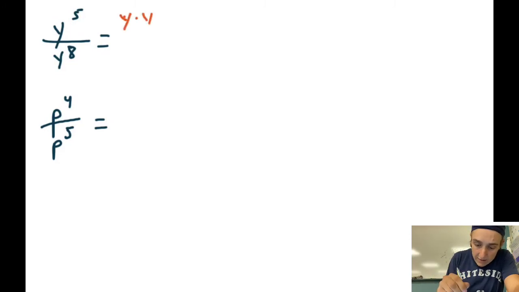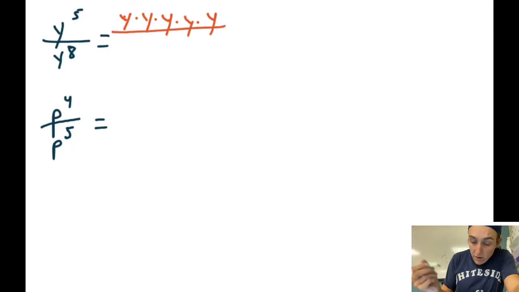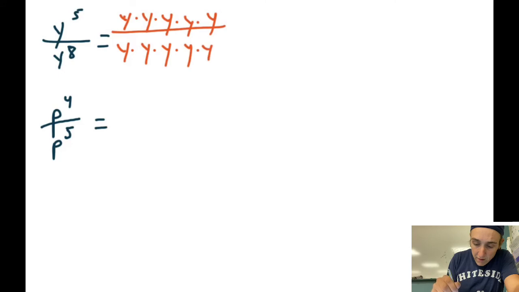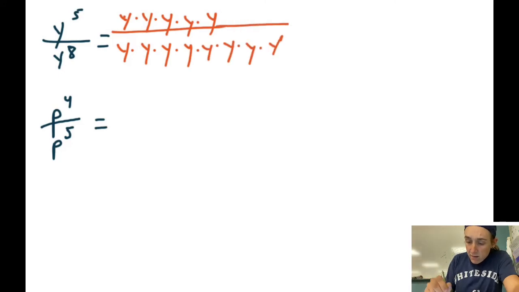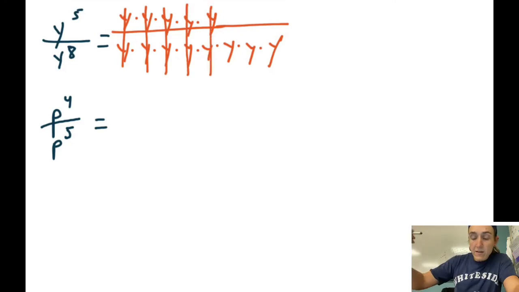Okay, y times y times y times y times y on the top. Y to the 8th on the bottom. 4, 5, 6, 7, 8. Wow, that's a lot of y's. Okay, I'm going to look to create 1, right? That's what we're looking for. Same thing on the top and the bottom. Y over y, y over y, y over y, y over y, y over y. There we go. We're left with y, 1 times 1 times 1 times 1 times 1 on the top.